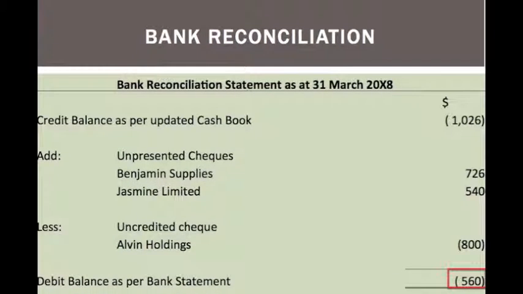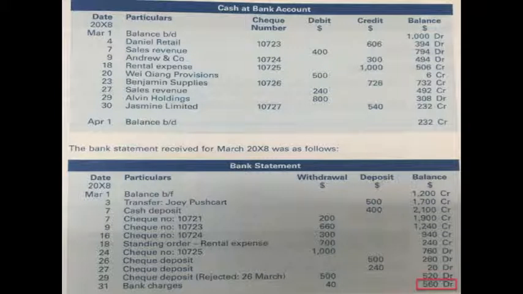Because the updated cash book started with a negative balance, we'll have negative 1026. You add back all your unpresented checks, and you less off whatever is uncredited checks. This will give you a negative balance of 560. If it is a negative balance in your bank statement, it should be a debit balance. We check back in our bank statement, and it is indeed 560 debit. So as the name suggests, it reconciled. That's why we use the word bank reconciliation.